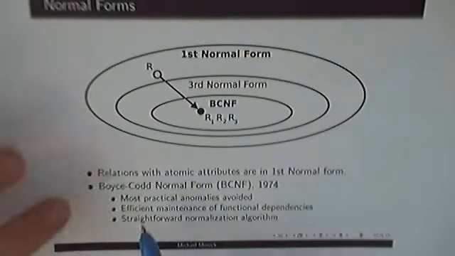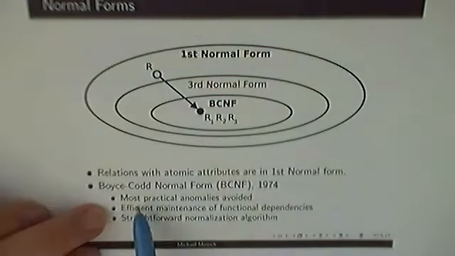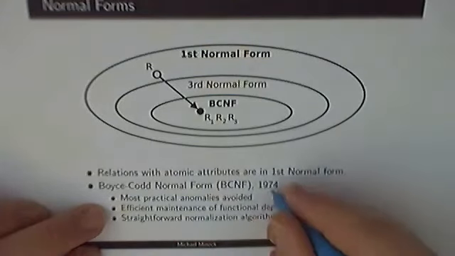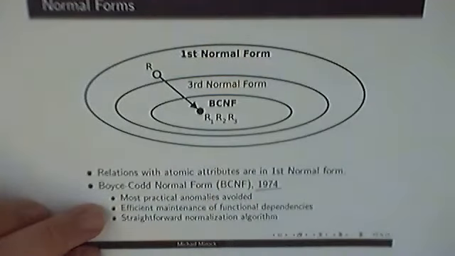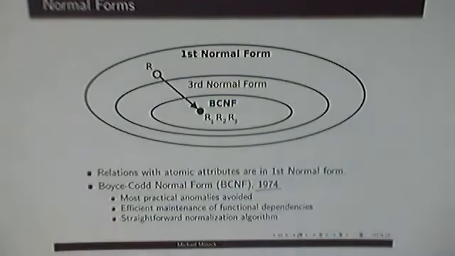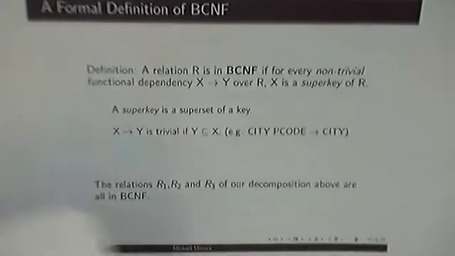So Boyce-Codd normal form is this BCNF. Most of the practical anomalies are avoided. It's been around for a long time, but it's still relevant. Efficient maintenance of functional dependencies and straightforward normalization algorithm. Okay, so we're going to look at the normalization algorithm.